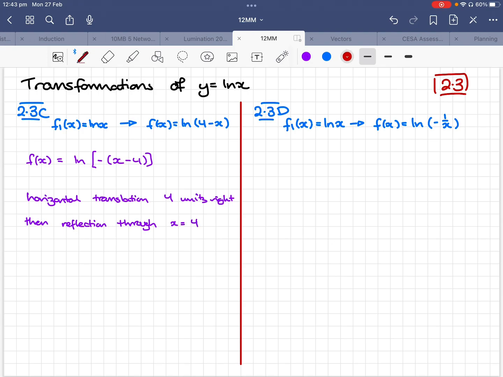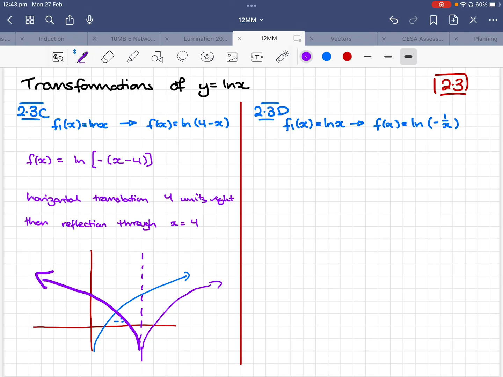Okay, if we sort of think about it, here's our graph. All right, we start off with ln kind of looking like this. We've shifted everything 4 units across. Okay, it looks kind of like that. But then we're reflecting this. Now we're reflecting it through this line here. So it's going to ultimately look like that.